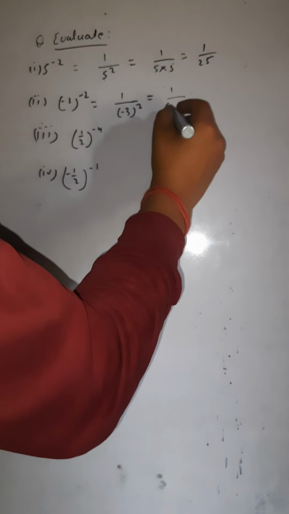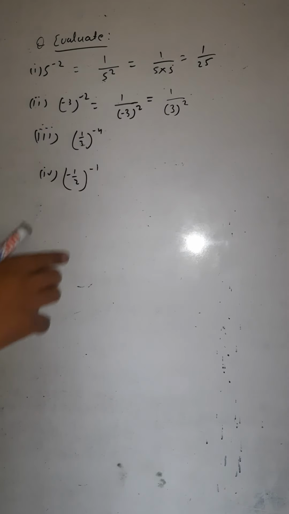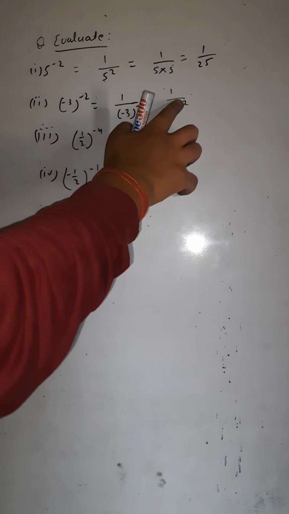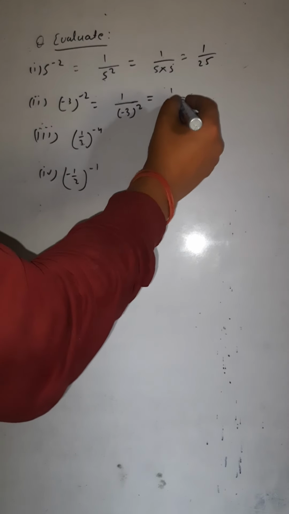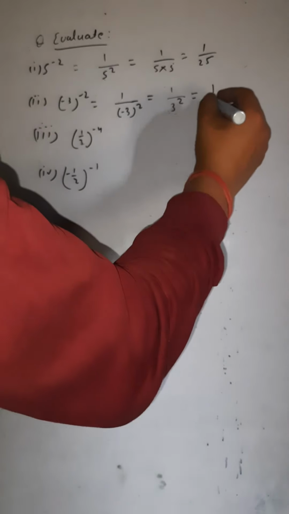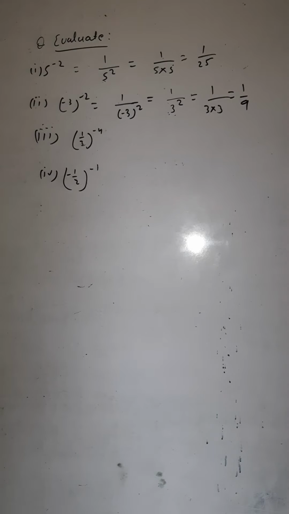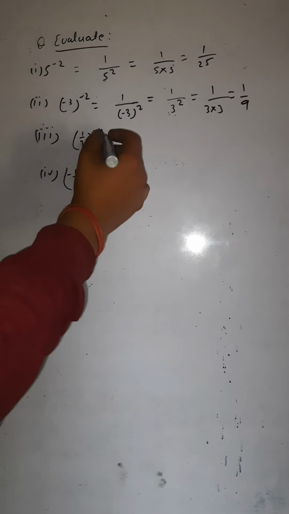So I would write this like 3 raised to the power 2. Now 3 is being repeated 2 times here. 3 is the base, so the base is being repeated 2 times. So I would write this as 1 by 3 multiply 3, or 1 by 9. So 1 by 9 would be the answer. Getting this? Good. Similarly, you would do the next question.